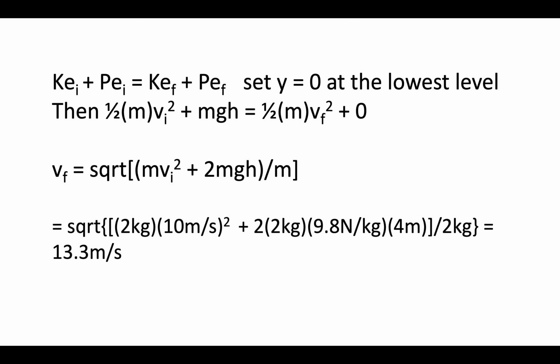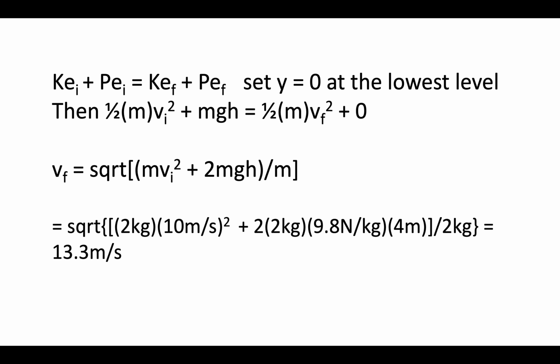They both work. So if I set y equals 0 at the lowest level, I know my kinetic energy initial plus my potential energy initial equals the final values. Then 1/2 mv squared initial plus mgh, my energy at the beginning, equals my energy at the end. I have 0 potential energy at the end because I set y equal to 0. Now I can find the velocity at the end. I know 2 kilograms, 10 meters per second, I fall a height of 4 meters, I know the mass, I know g. So I solve for the final velocity, and it's about 13.3 meters per second, just faster than the 10 meters per second it had at the top.